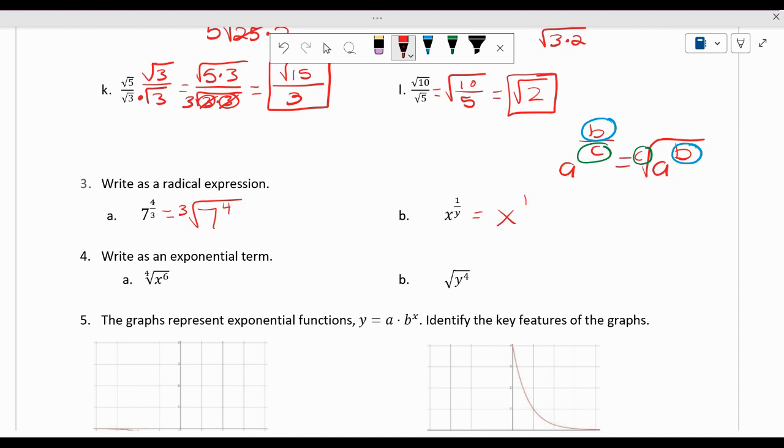X to the 1st power with a radical of y. Number 4 is asking me to work backwards. Again, read it as you write it or use the rules however you interpret this. X to the 6th power with a root of 4.